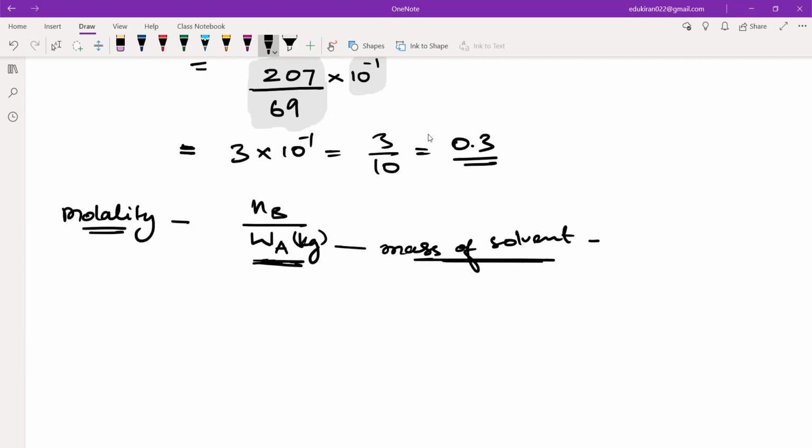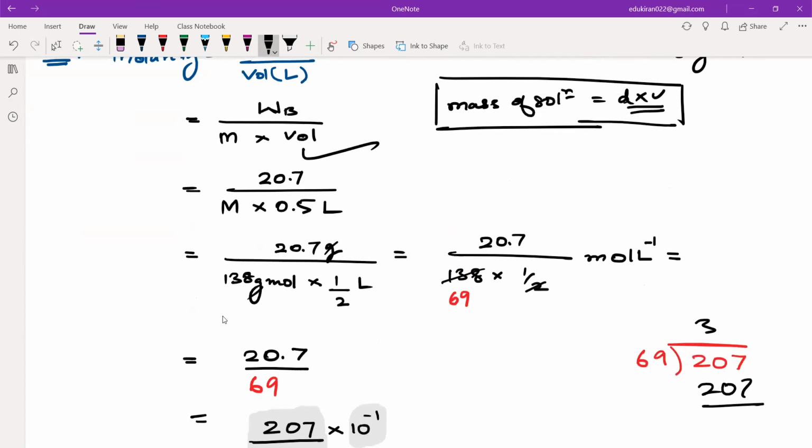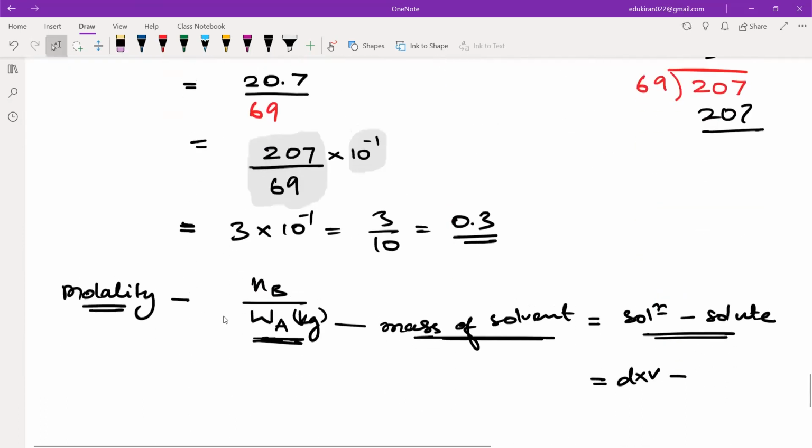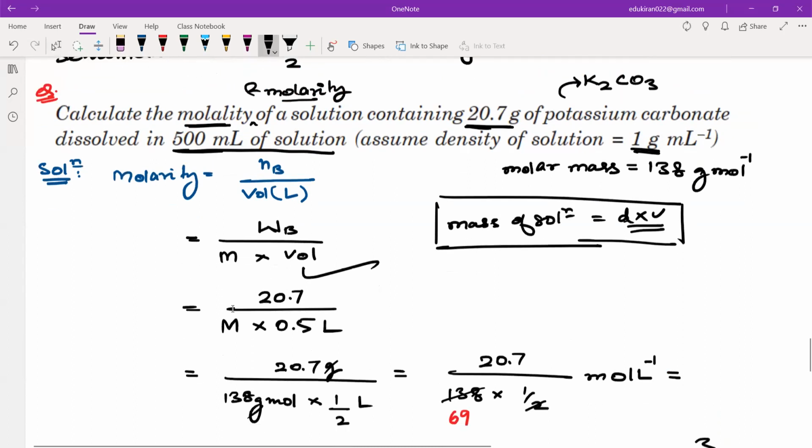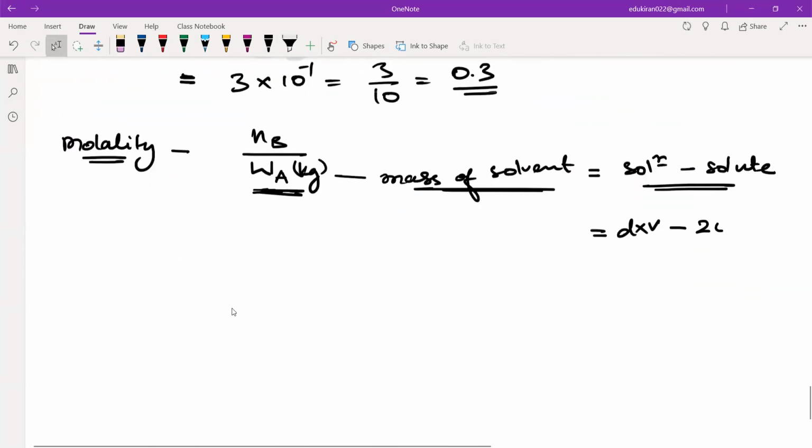Mass of solvent, can I say it is equal to mass of solution minus the mass of solute? Yes or no? Yes. Mass of solution is equal to density into volume, as we have just written. Minus solute. Mass of solute is given. What is the mass of solute? 20.7 grams. So you'll calculate the mass of solvent first, and then you will have number of moles.